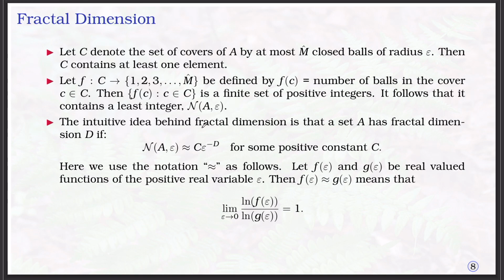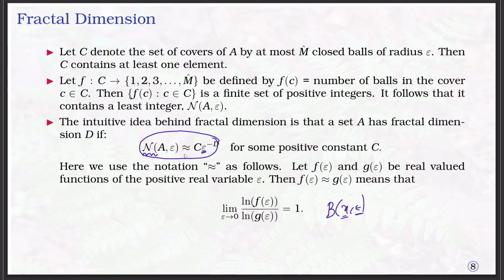Now, the intuitive idea behind the fractal dimension is that a set A has a fractal dimension if the number of closed balls required to cover the set A is directly proportional to C times epsilon power minus d, for some positive constant C. Here epsilon is the size of the closed ball, that means the radius. If x is the center, epsilon is the radius of the closed balls required to cover the set A.